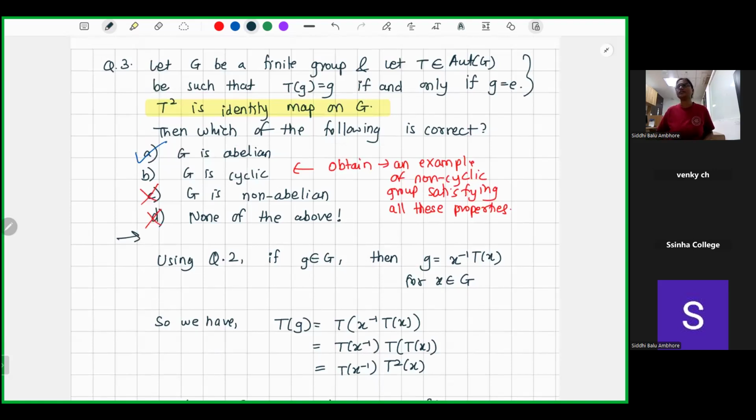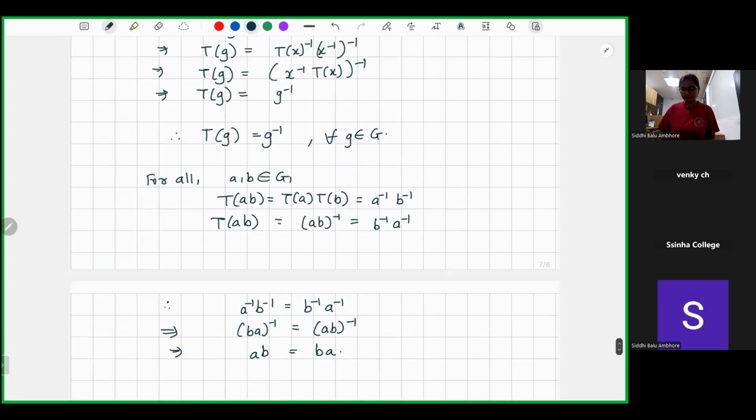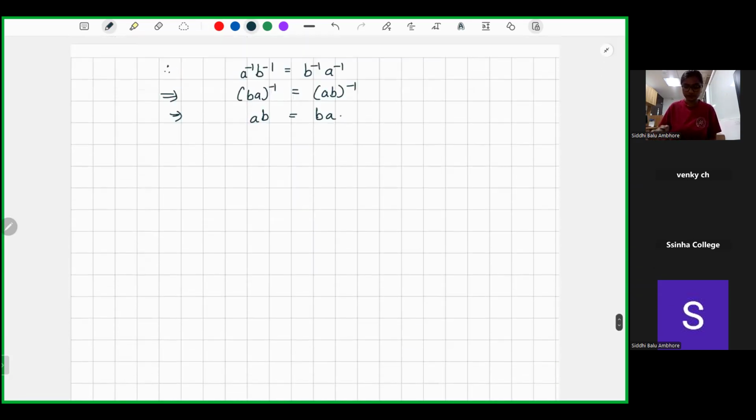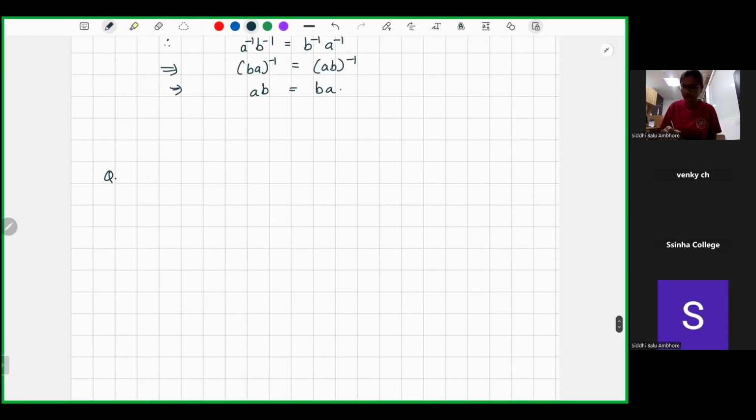Any doubts? If you find any counterexample of this, please put it in the discussion forum. Otherwise, we will try to find some counterexample. Any doubts here? If not, then we will move to the next question.